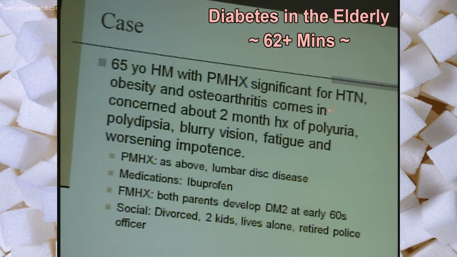Past medical history significant for hypertension, obesity, and osteoarthritis. He comes in concerned about a 2 month history of polyuria, polydipsia, blurred vision, fatigue, and worsening impotence. His past medical history is significant for hypertension and lumbar disc disease. Medications: he takes ibuprofen. Family history: both parents developed type 2 diabetes in their early 60s. Social: he's divorced, so now he lives by himself. He has 2 kids, but they live out of town, and he's a retired police officer. He just retired. He's at home all day, sitting down, watching TV, very sedentary.